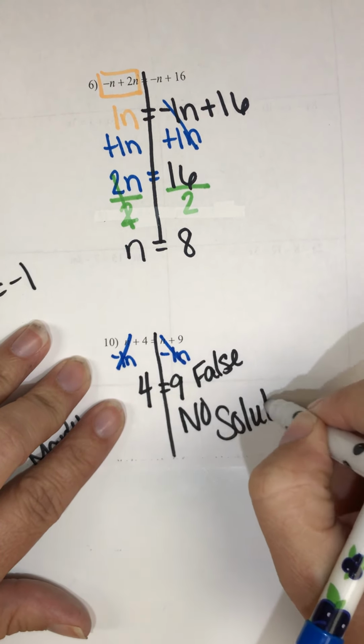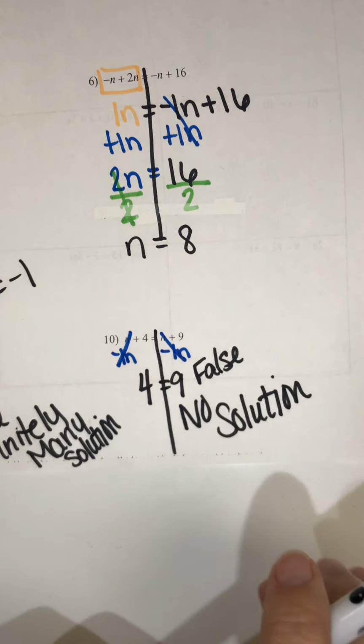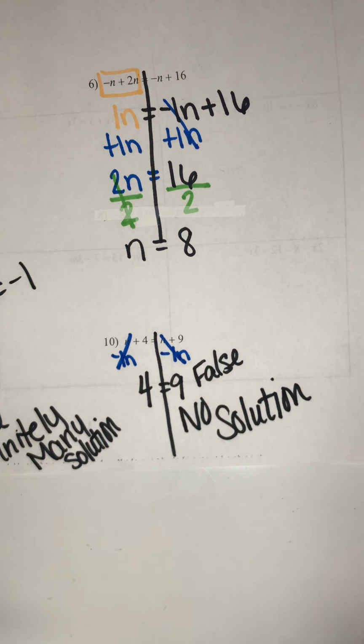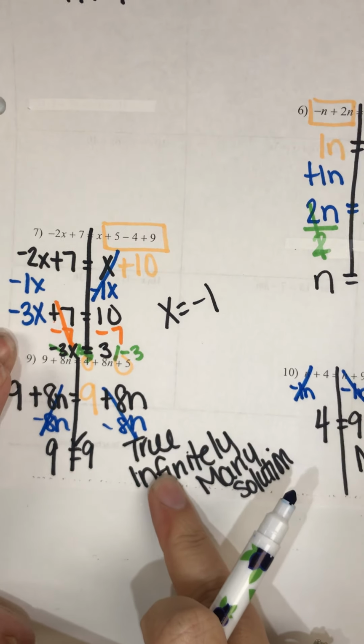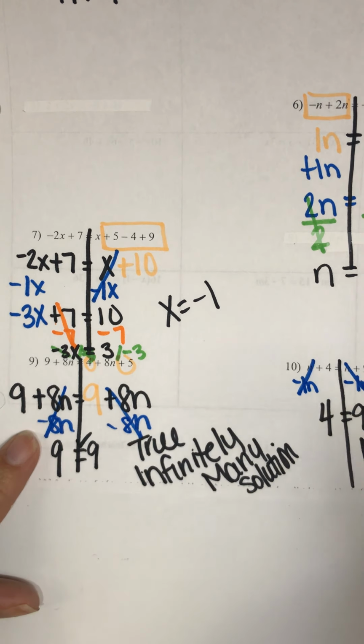And what that means is no matter what number you plug in there, it'll never give you a true statement. Whereas on number 9 over here with a true statement, you can plug in any number that you want and it'll always give you a true statement.